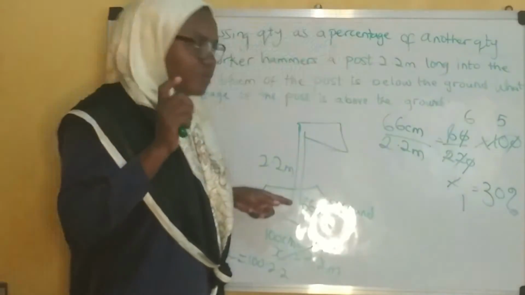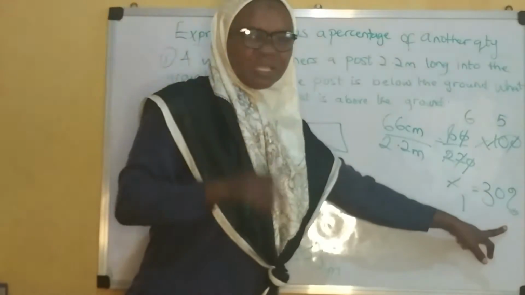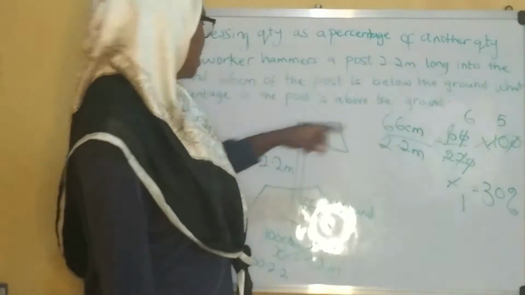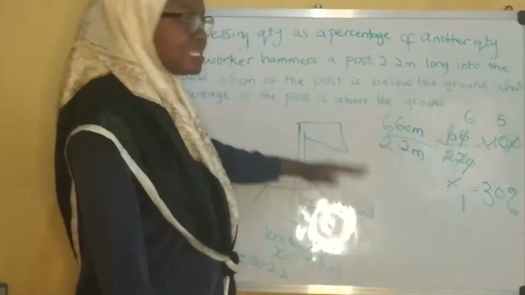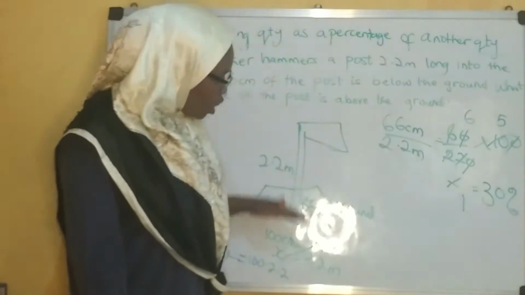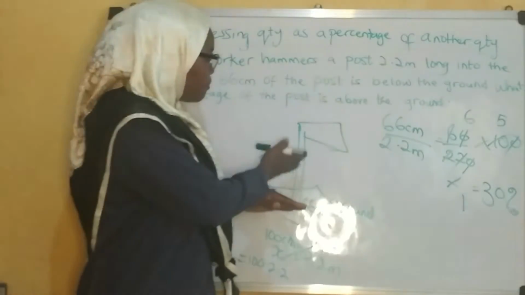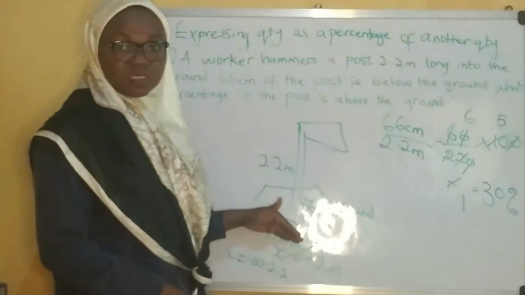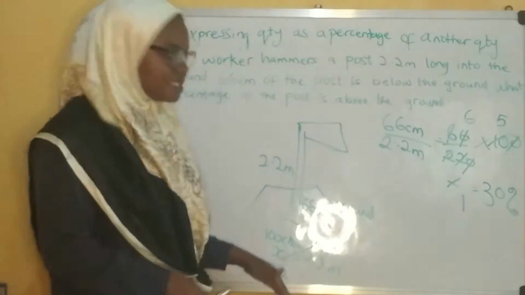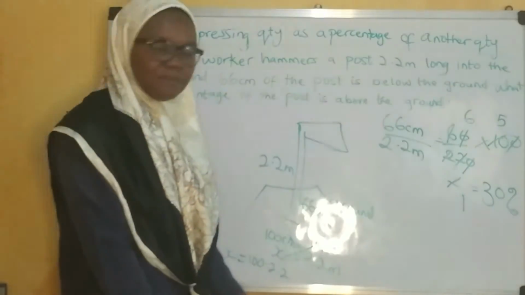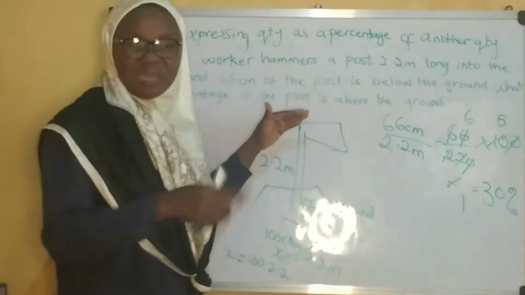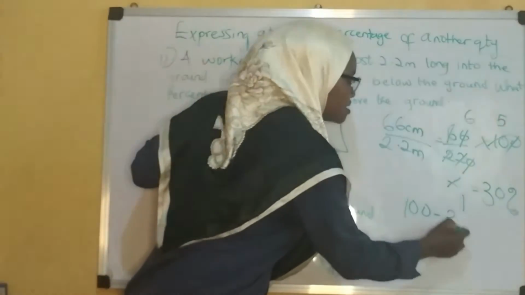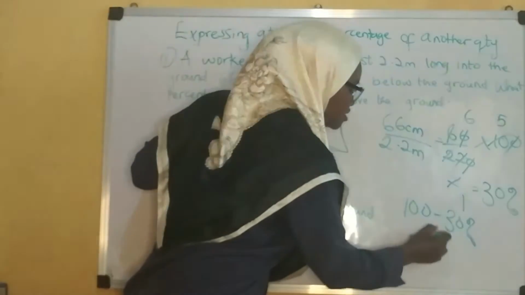Now you see this length, 66 centimeters, that is below the ground. The percentage equivalent is what? 30%. But that is not the question we are asked to do. The question we are asked is this. They said, what percentage of the post is above the ground? Now, the below the ground is what? 30%. Now, above the ground will now be what? Ideally, because we are going to assume that everything is 100%. Do you understand? Now, 30% is underneath the ground. It then means that above the ground is going to be 100 minus 30.